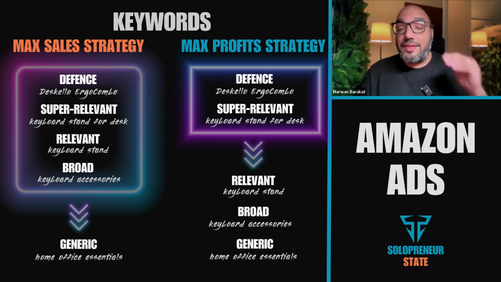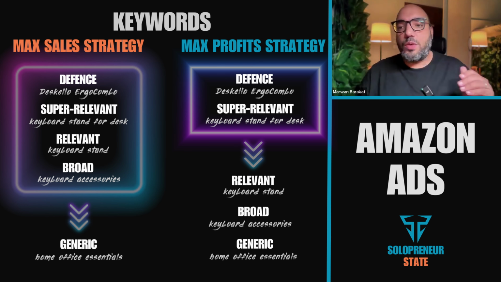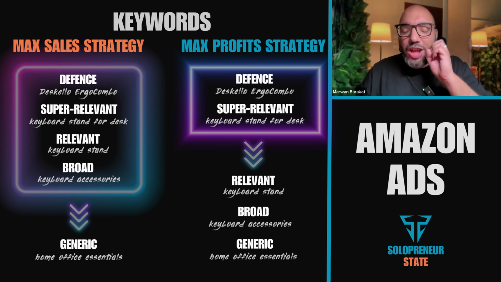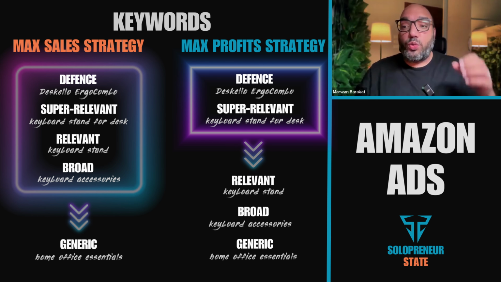So the keywords here are going to be Diskello Ergo Combo and anything like that, your own brand name. And then the next step is going to be the super relevant keywords. What are these? These are keywords that are super relevant to your product and exactly describe what your product is. The third level will be relevant keywords. These are keywords that are relevant to my product, but do not closely describe my product exactly. And then we have broader keywords, or broad keywords.